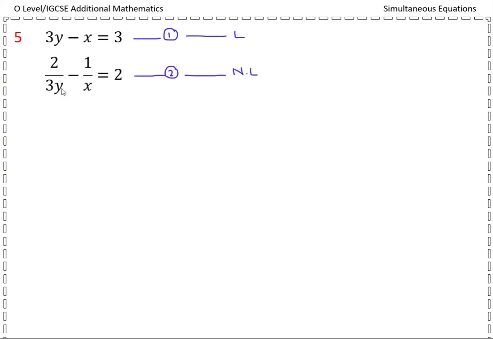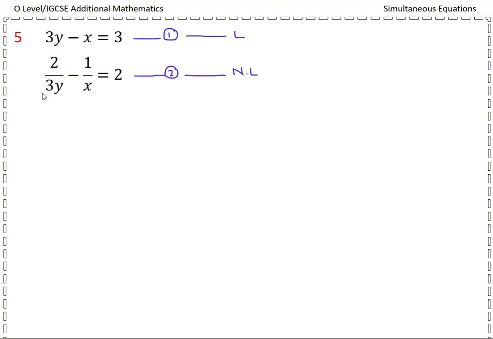Now the question is, we have one term in y, another term in x, and a constant term. Then why are we saying that this is non-linear? y and x are there in the denominator. So whenever y or x are there in the denominator, then we say it is a non-linear equation. In a linear equation, y and x must be in the numerator.